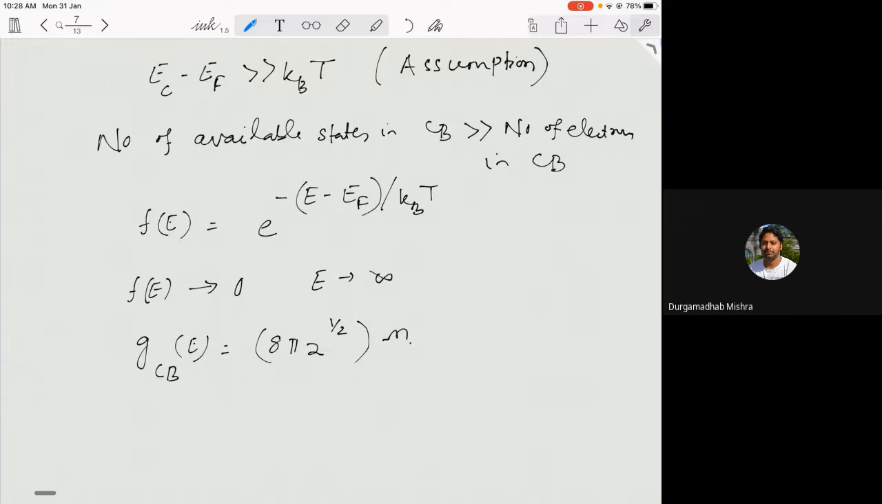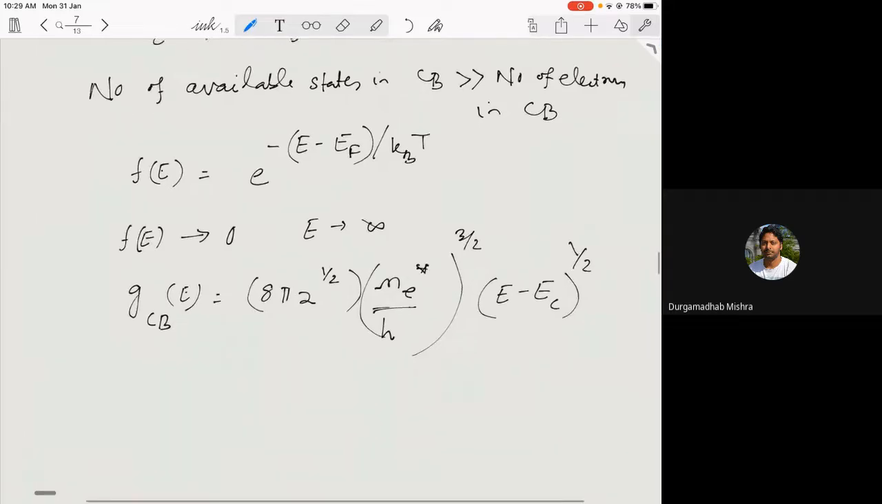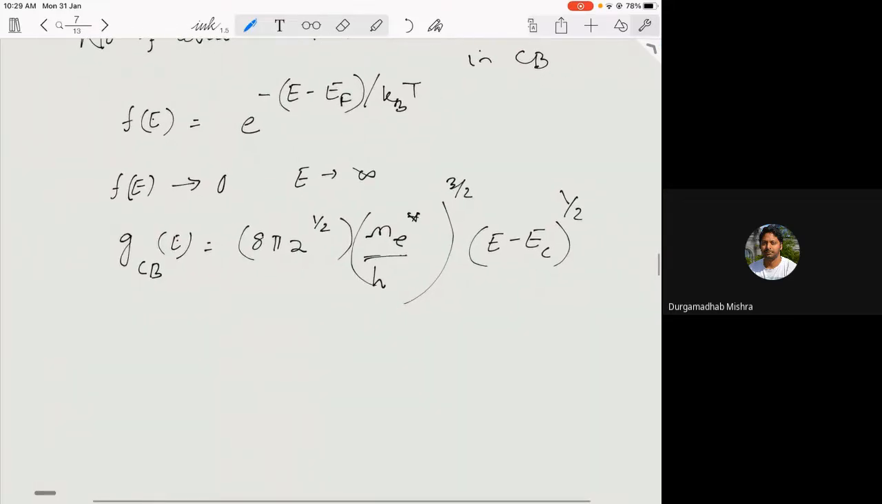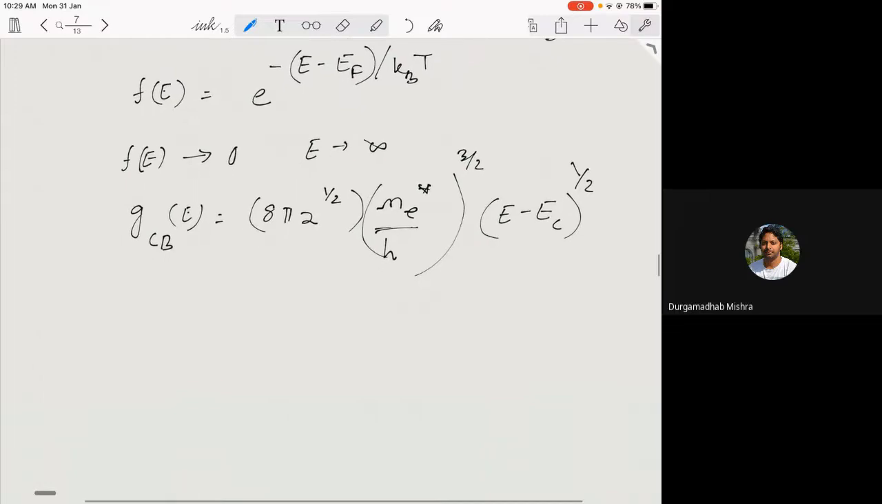So m_e* by h, to the power 3 by 2, E minus E_C to the power half. So this is the expression for density of states. Now if you substitute that and solve that integral, we will get an expression for N.